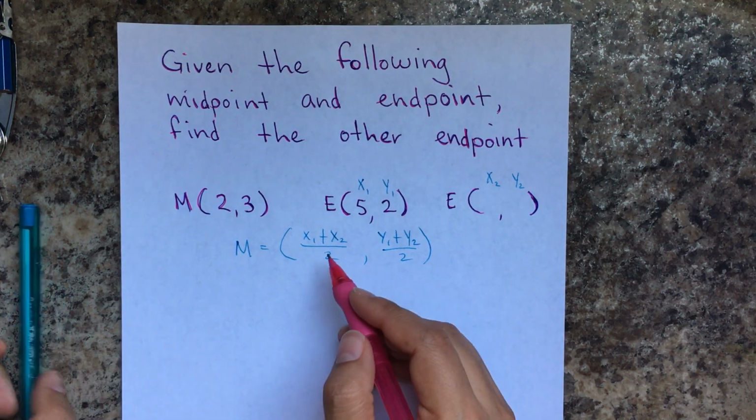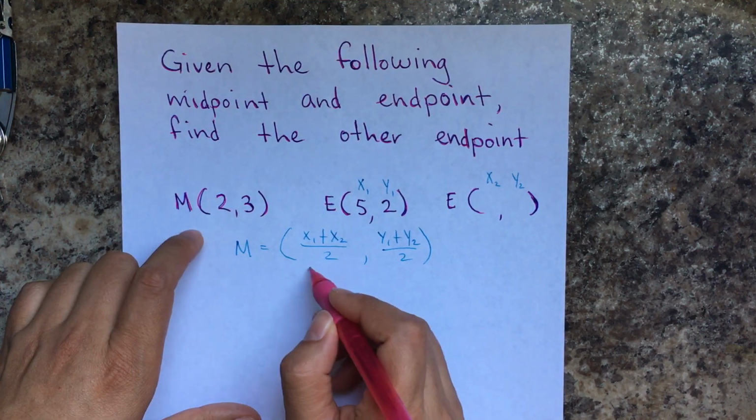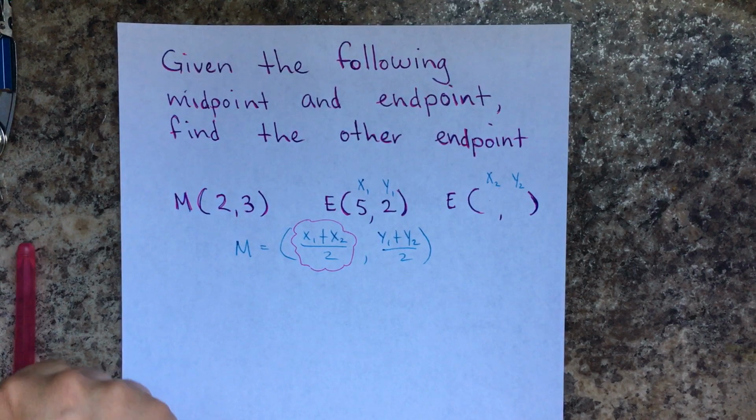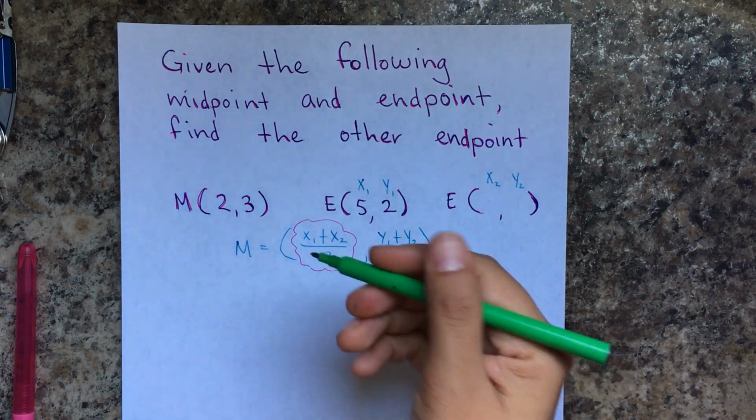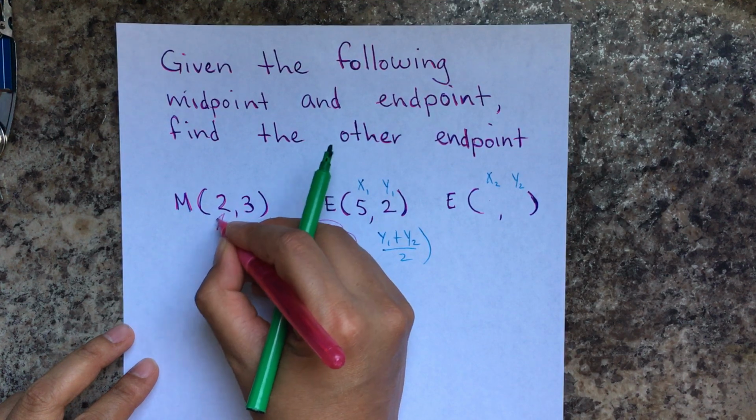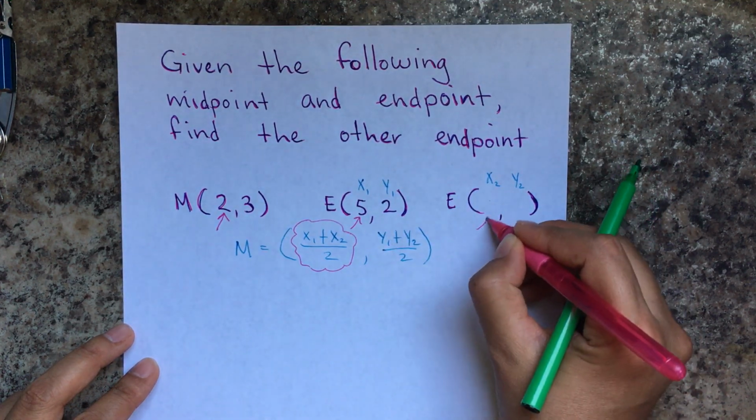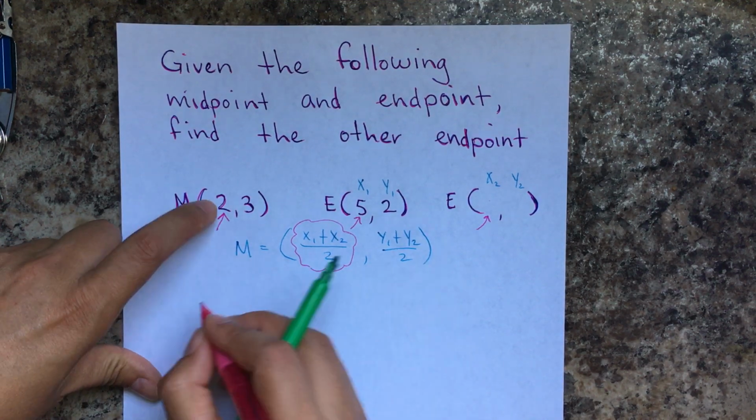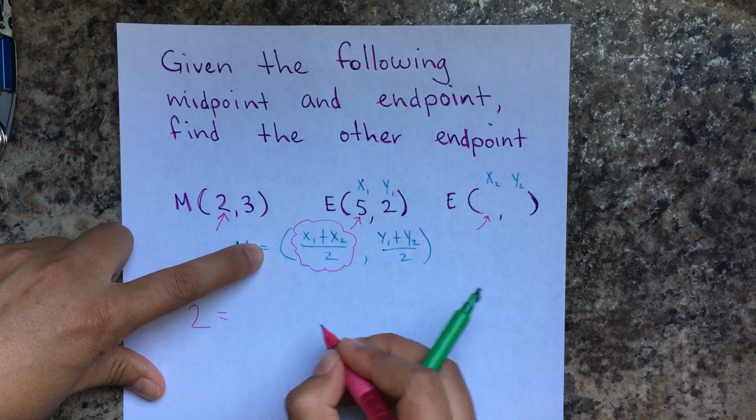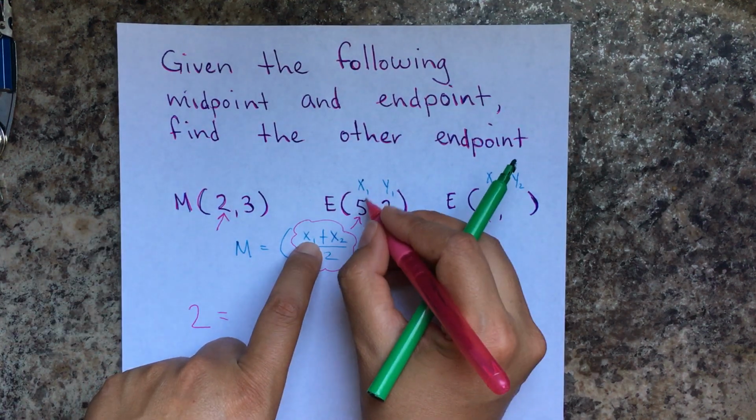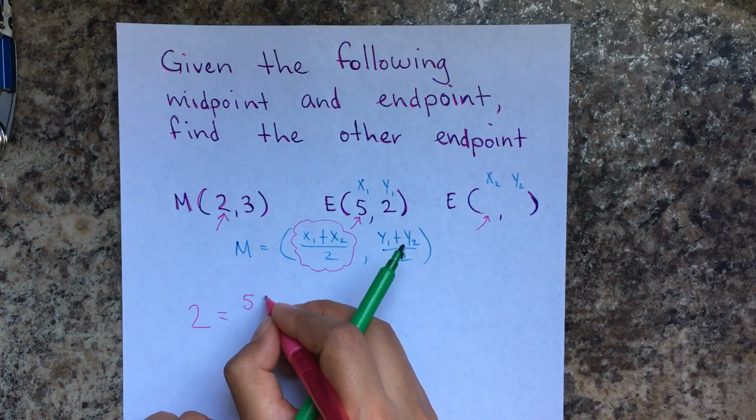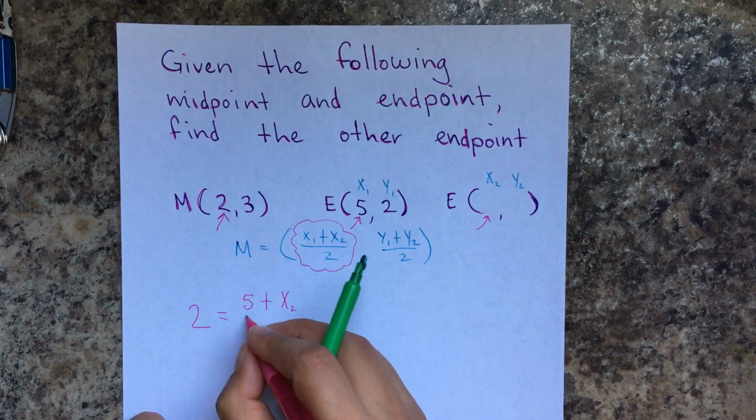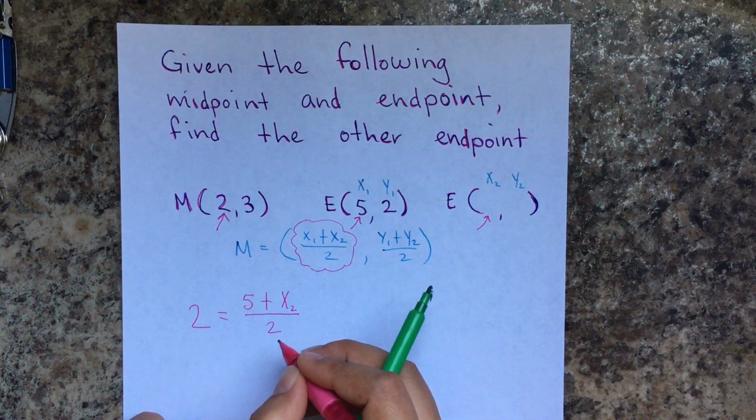So I'm going to show you, to find the x, we're going to need the x here. I think I'll use pink. We're going to use the x here, and that's going to give us the answer for that. So the answer is 2 equals, we have x1, which is 5, plus, we don't have x2, so we're going to put x2 in there. That's what we're going to find, and divide by 2.